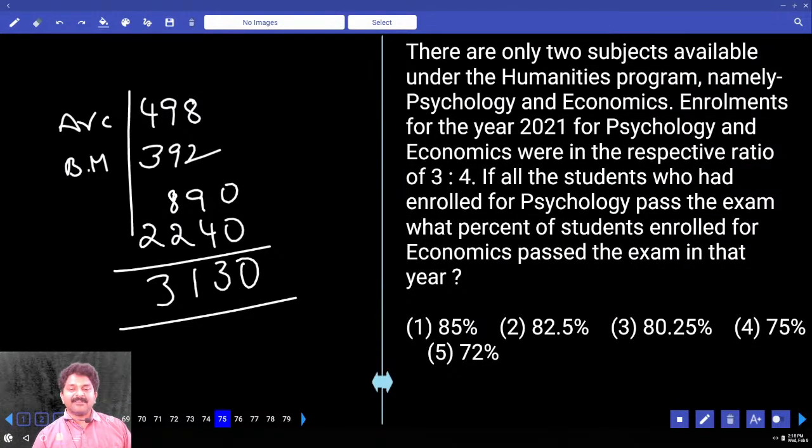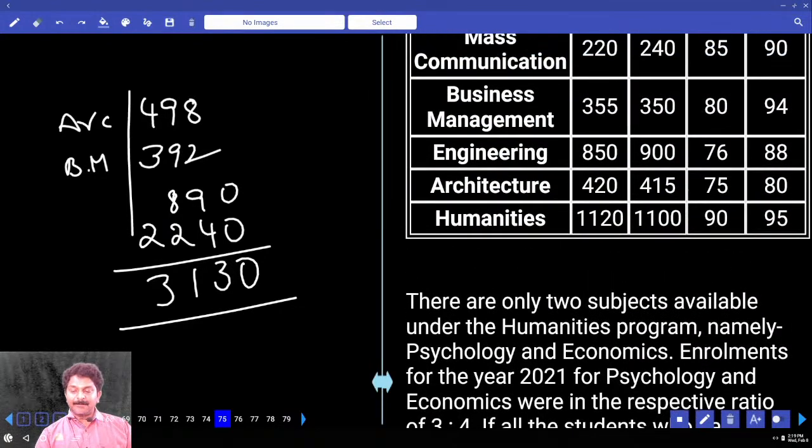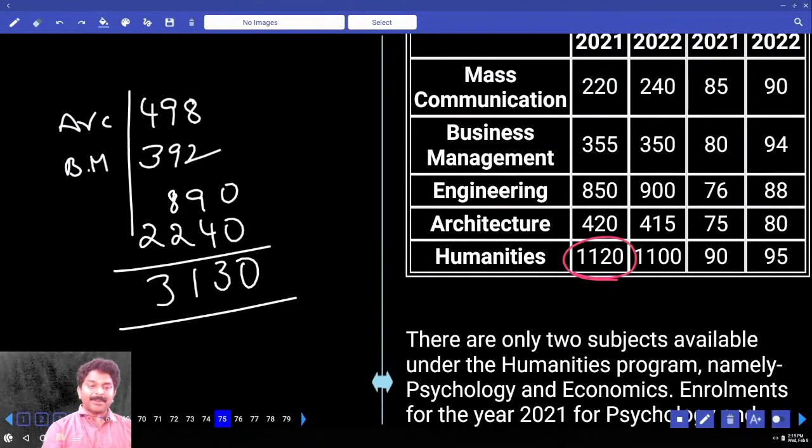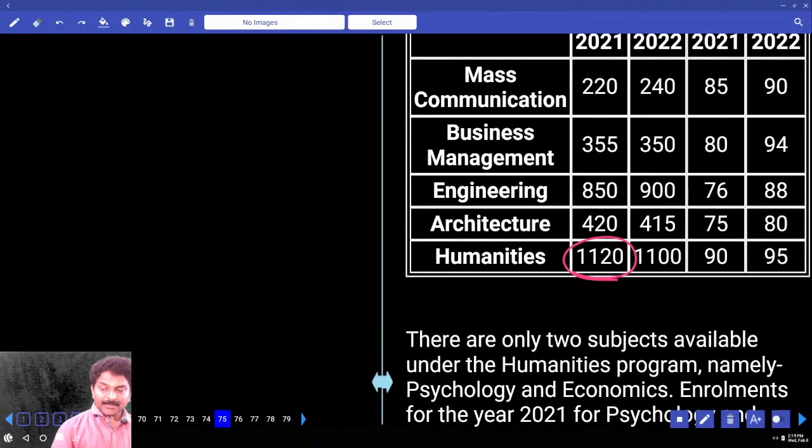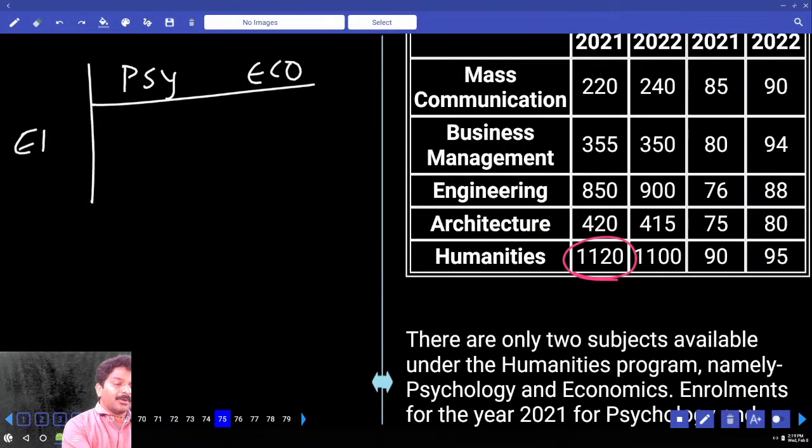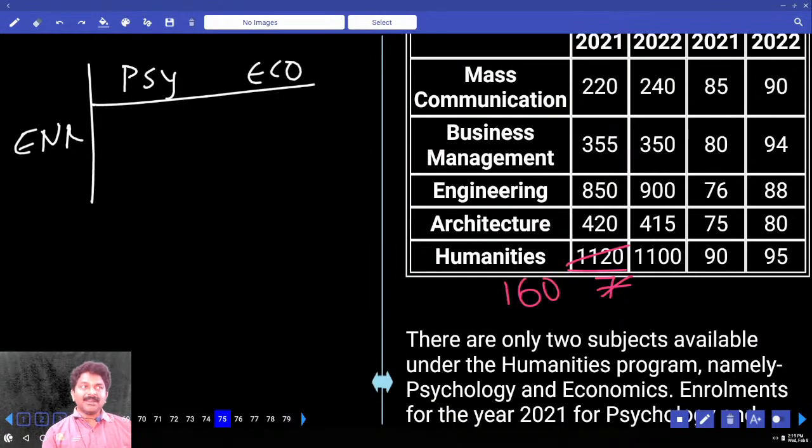There are only 2 subjects available under humanities program, namely psychology and economics. Enrollments for the year 2021 for psychology and economics were in the ratio 3:4. Economics 2021 humanities. Total how many people are there? That 1120 is now divided into psychology and economics. Now I am talking about enrollments. 1120 is divided into how many parts? 7 parts. 7 once, 6 times, and then 0.